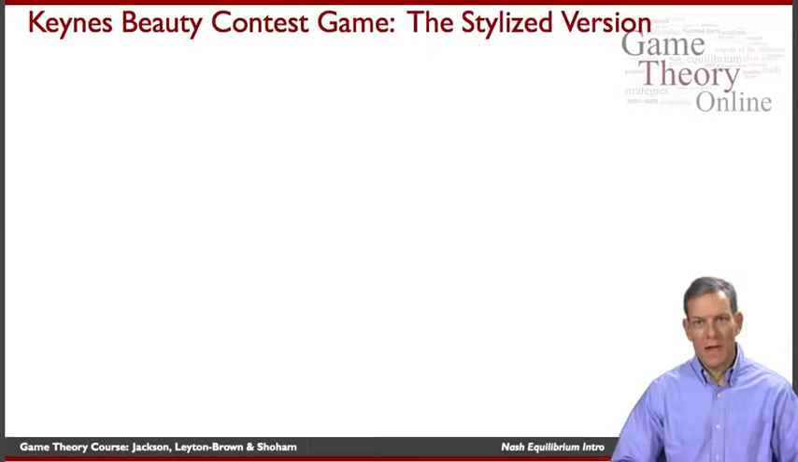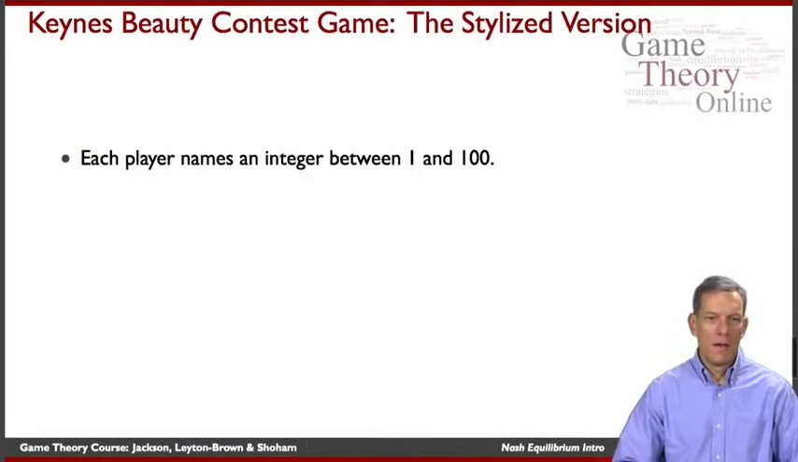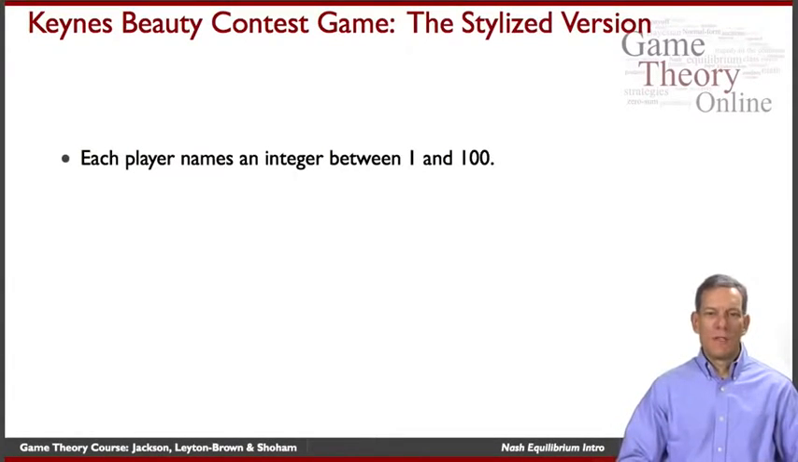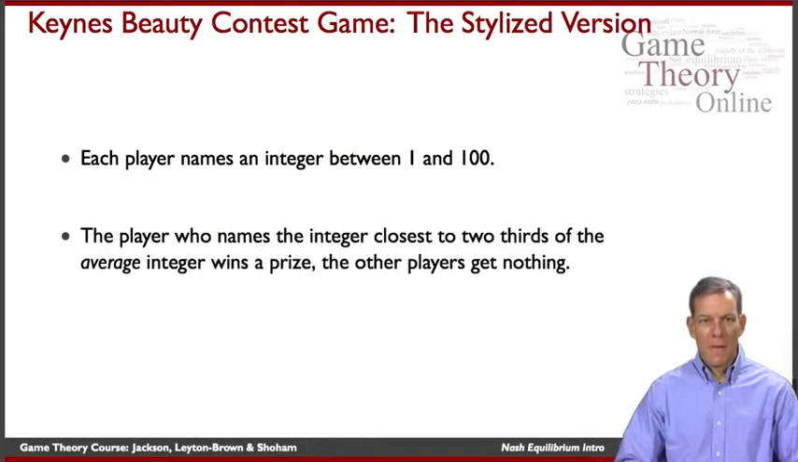Okay, so this now is represented by a very simple game that is played by many people. So what does this game look like? Each person gets to name an integer between 1 and 100. Okay, so you get to pick a number between 1 and 100. It has to be an integer. So 1, 2, 3, etc.